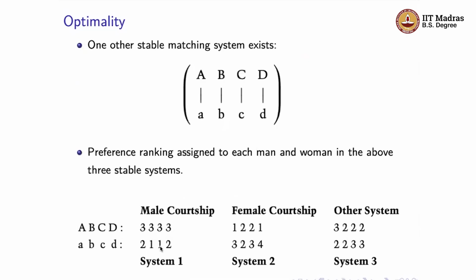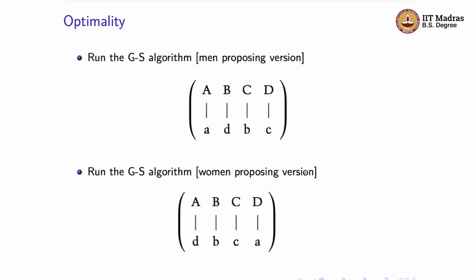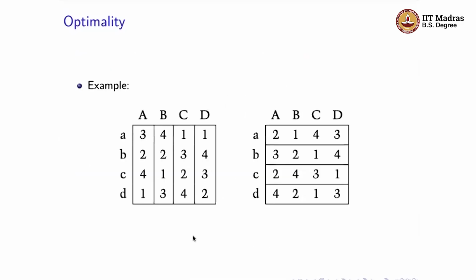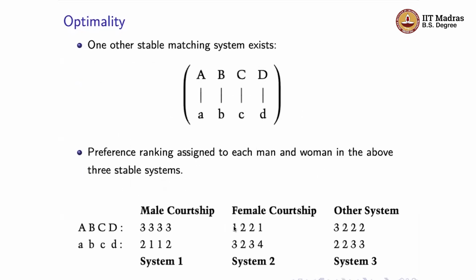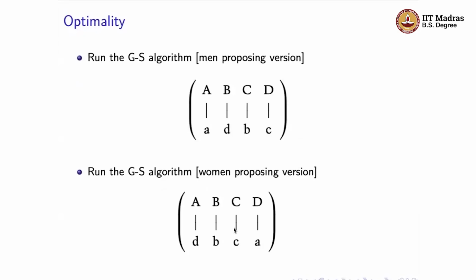So this is how we can summarize system 1 in terms of the preference rankings of what the men and the women wanted and what they ended up getting, right? We can do the same thing for the woman-proposing version, right? So here, for example, Miss A got Mr. D. If you see here, this is her most preferred partner, right? So that's why we are going to place 1 here.